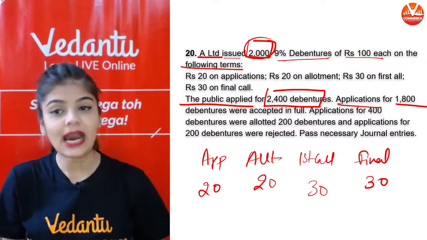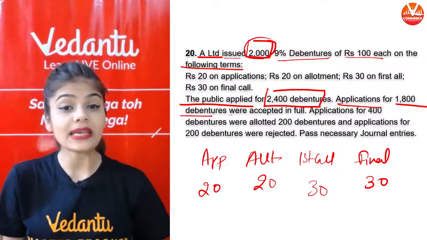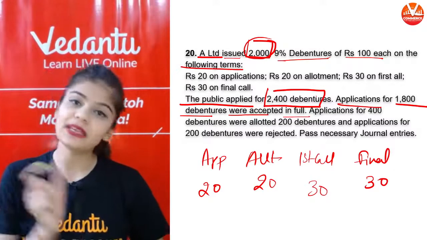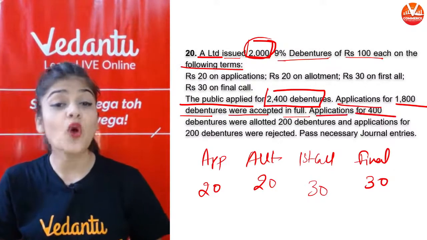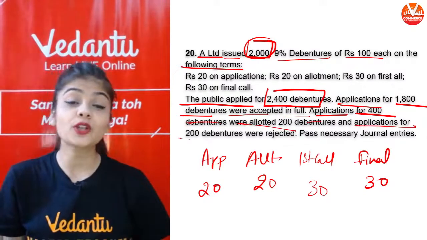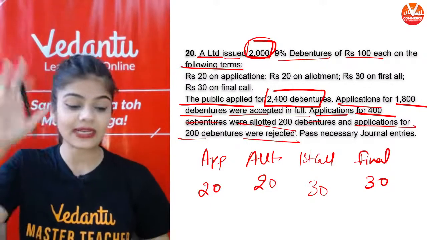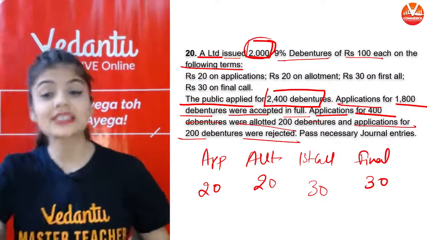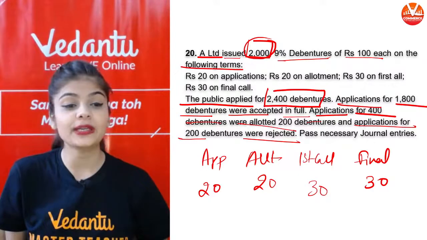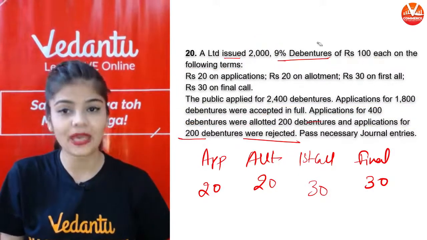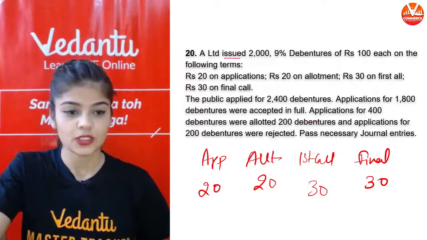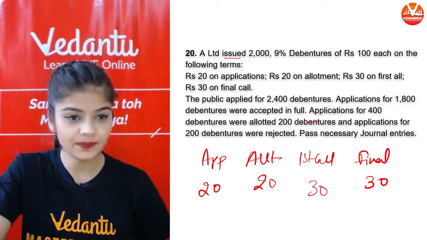Application for 1800 debentures were accepted in full. Applications for 400 debentures were allotted 200 debentures. And application for 200 debentures were rejected. So yes, it's over subscription. So first of all, we have to prepare over subscription table. So let us prepare over subscription table.